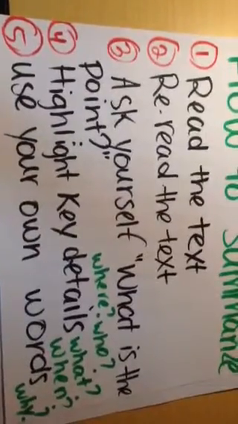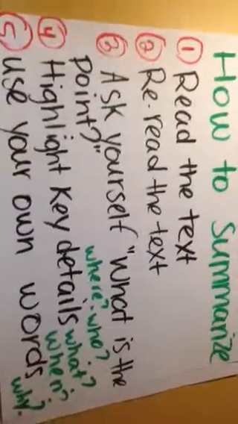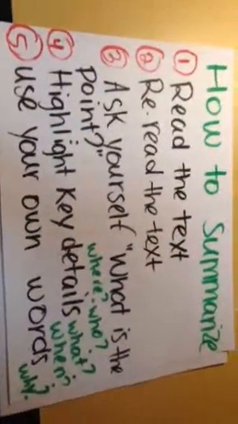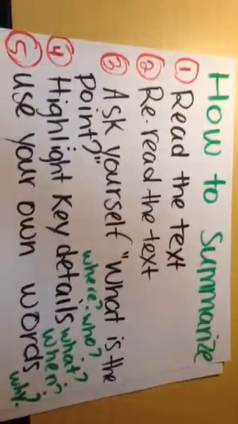And then we're going to highlight some key details that we see that help us get to that point. And some of those key details might be who, what, when, where, why, any of those things. And then, once you have all that done, it's time to write your own summary in your own words.